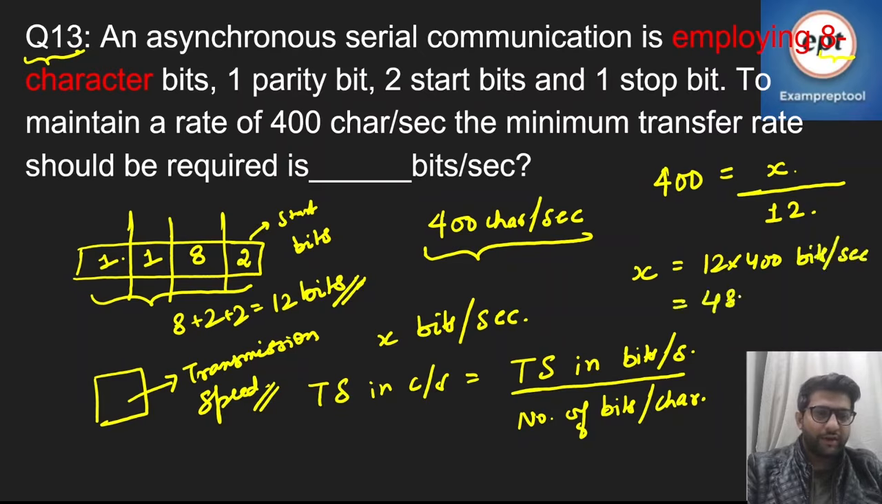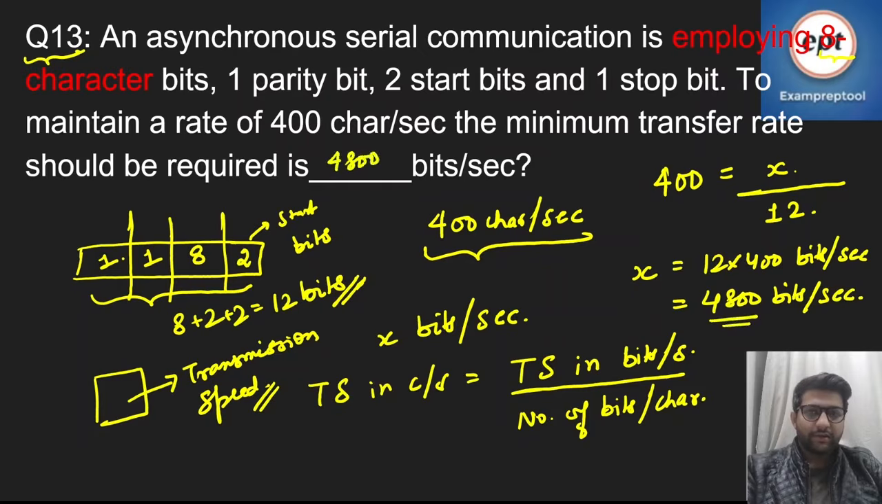That will be 4800 bits per second, right? So, if you do not know this concept, you will have to remember these formulas. But I don't want you to remember these formulas because there are much more important things to remember in the GATE exam. So don't try to remember these formulas.